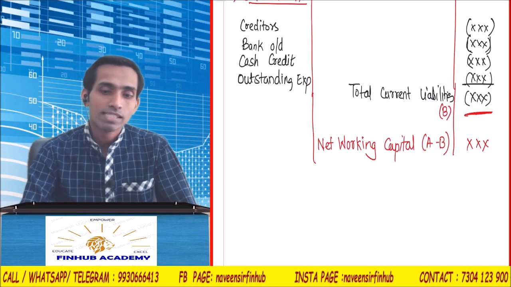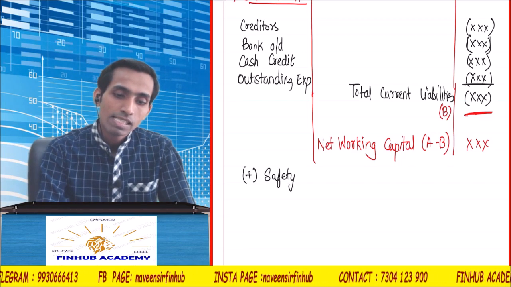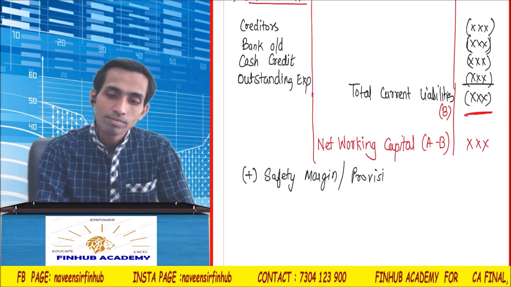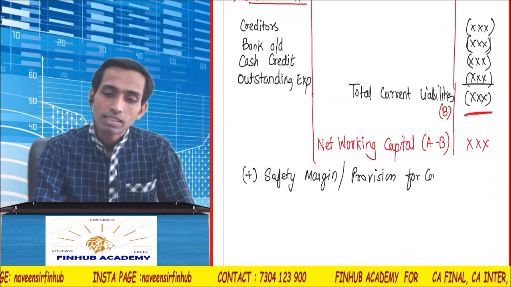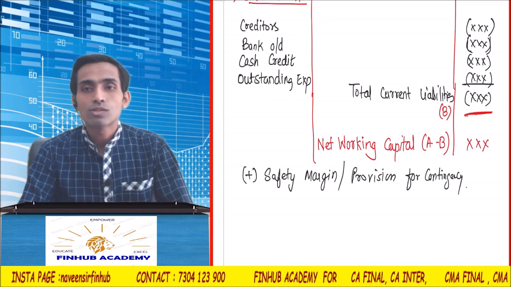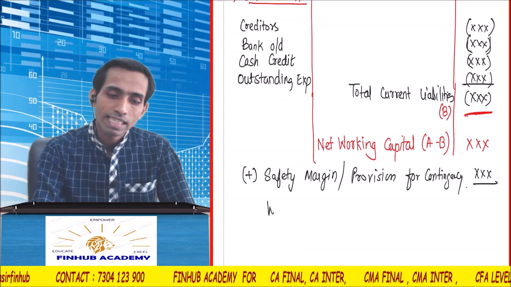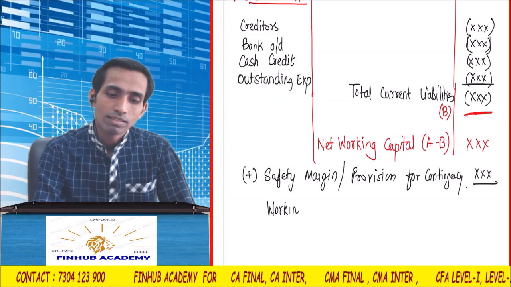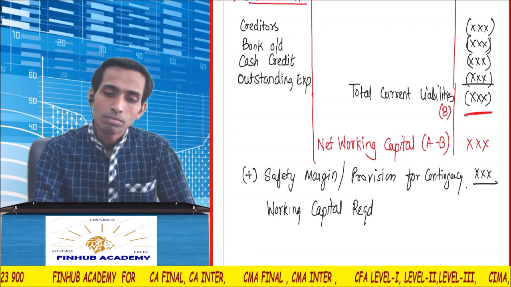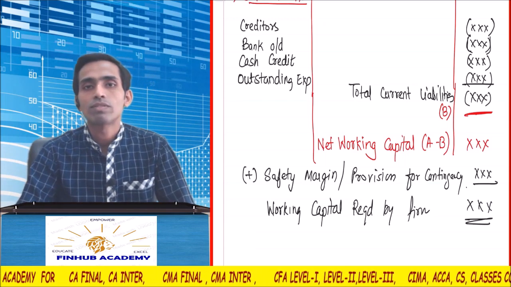Whatever the figure, a safety margin is always added. What is added? Safety margin, or provision for contingency. Contingency in the sense there might be some extra expenses. So you add that, and what you get is the working capital required by the firm. This much is the working capital requirement of the firm.